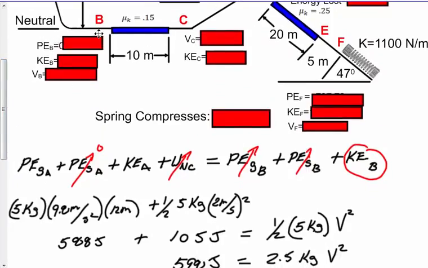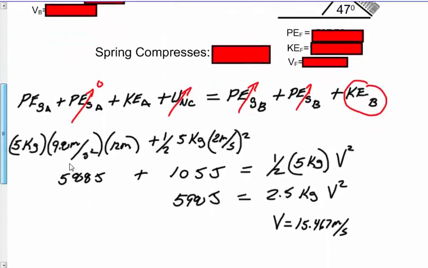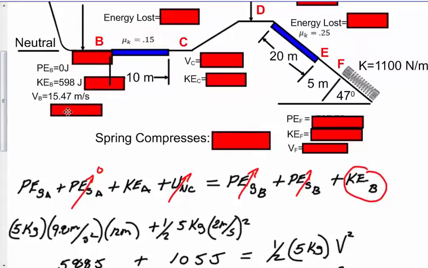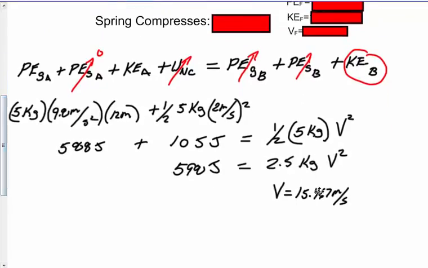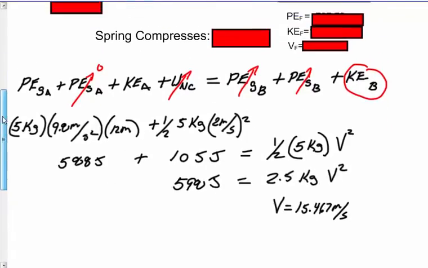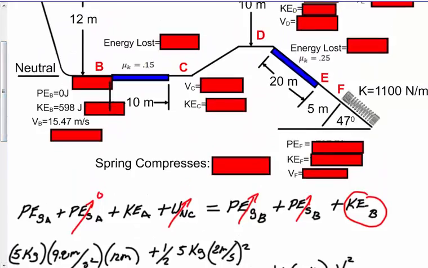All right, and we come down to here and we say, what's our potential? Obviously, our potential here would be 0. What's our kinetic? The 598 joules that we got right here. And then, what is the velocity? Obviously, 15.47, exactly what we got here. All right. Now, this velocity is going to be constant until I get to B. Nothing has changed. There's no work being done by any non-conservative force as it comes down through here. So that velocity will be the same.